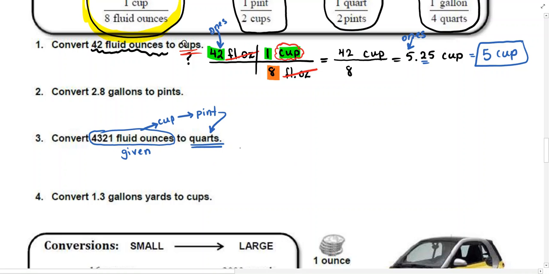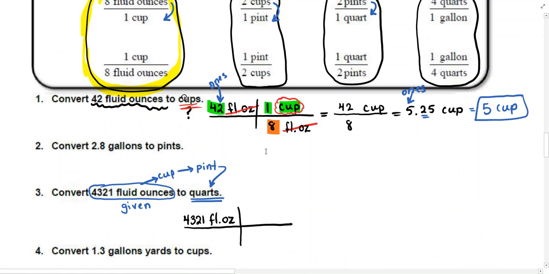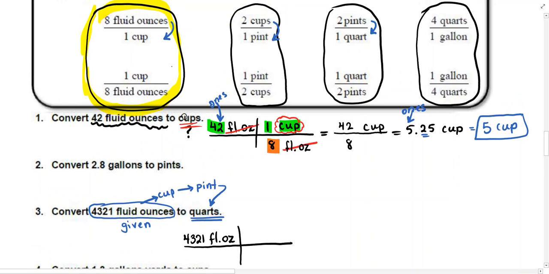Change the color of the pen. All right, so we're going to start with 4321 fluid ounces. All right. In step 1, we're going from ounces to cup, right here, the yellow. Since we have ounces in the numerator, we want the one that has ounces in the denominator. Once again, it's this bottom one, 1 cup over 8 fluid ounces. All right, the fluid ounces cancel.